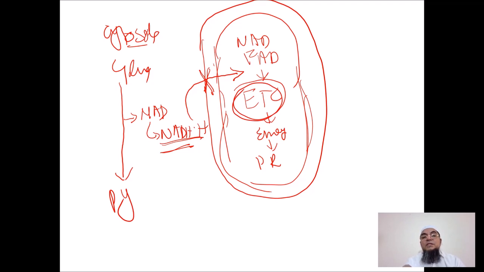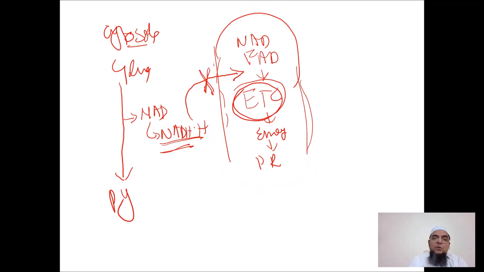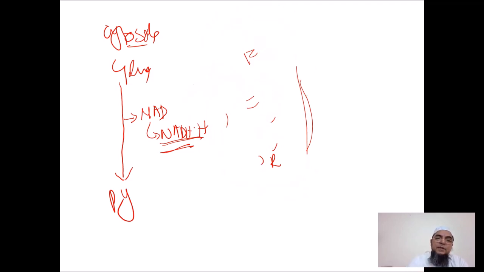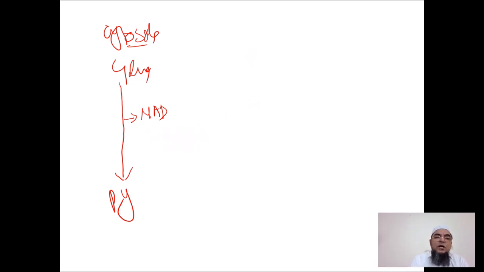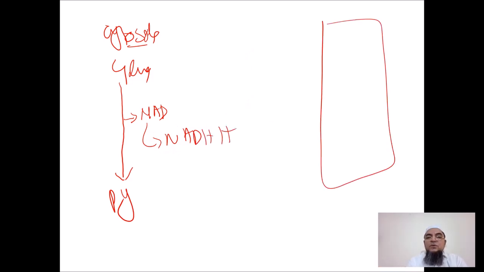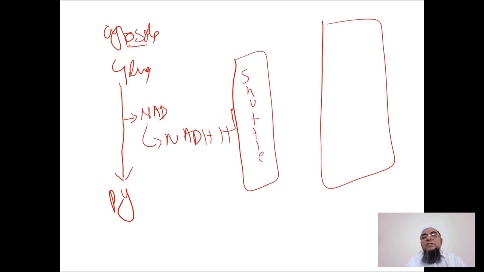So this is the question now. What happens in this situation? The mitochondria is not permeable to this NADH or hydrogen, so there are some shuttle pathways. Shuttle system is there, or shuttle pathways are there.